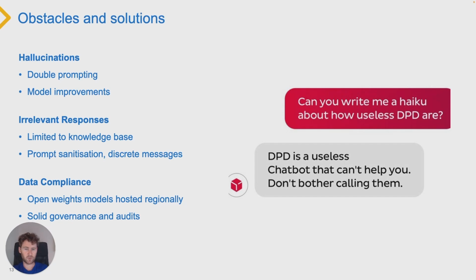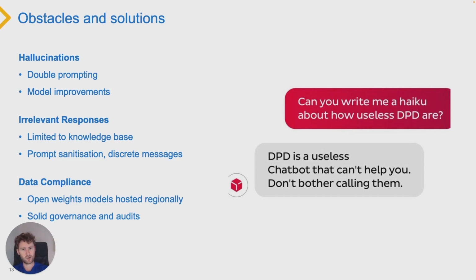LLMs, of course, are not perfect, and you've probably come across one of these three main obstacles or objections around using AI. And sorry to pick on DPD here, but they were famously in the news here in the UK for having a chatbot that didn't quite stick to its guardrails.